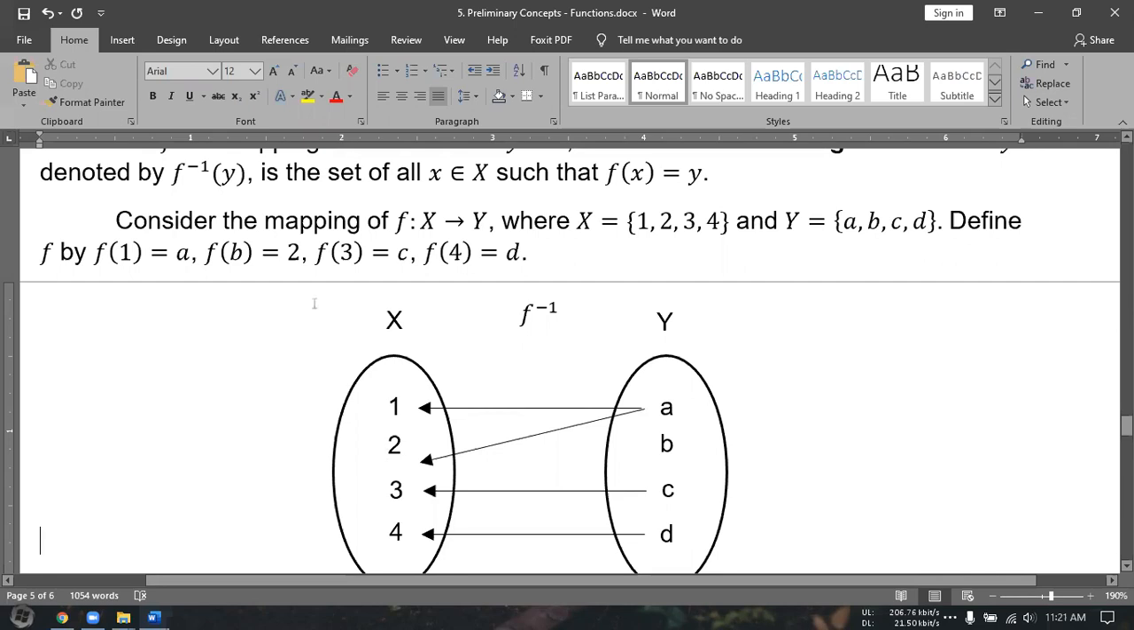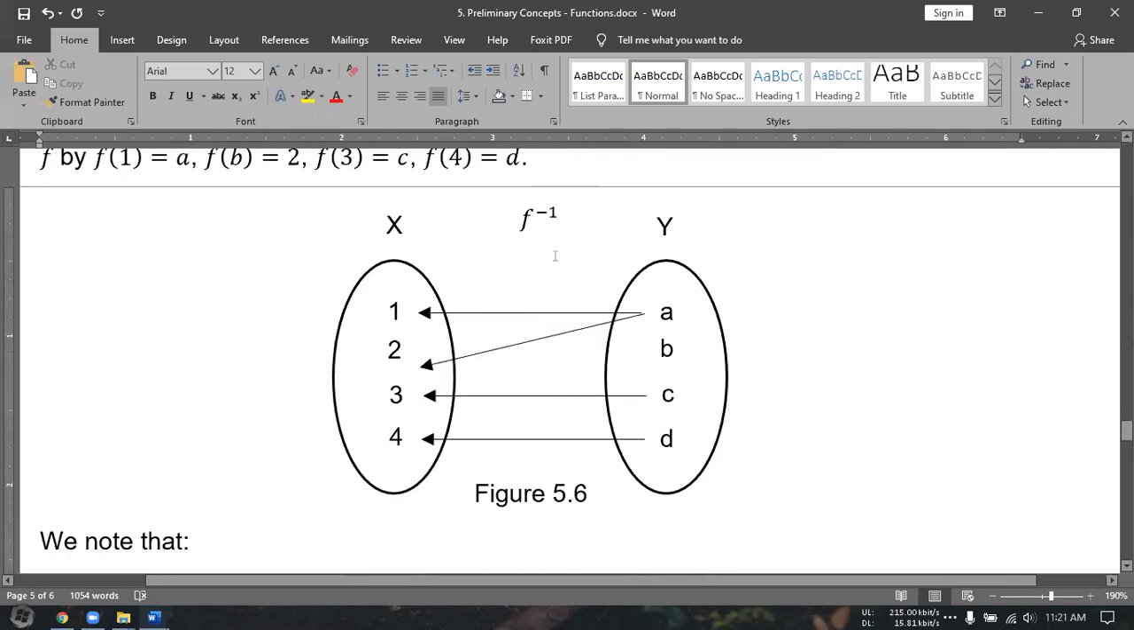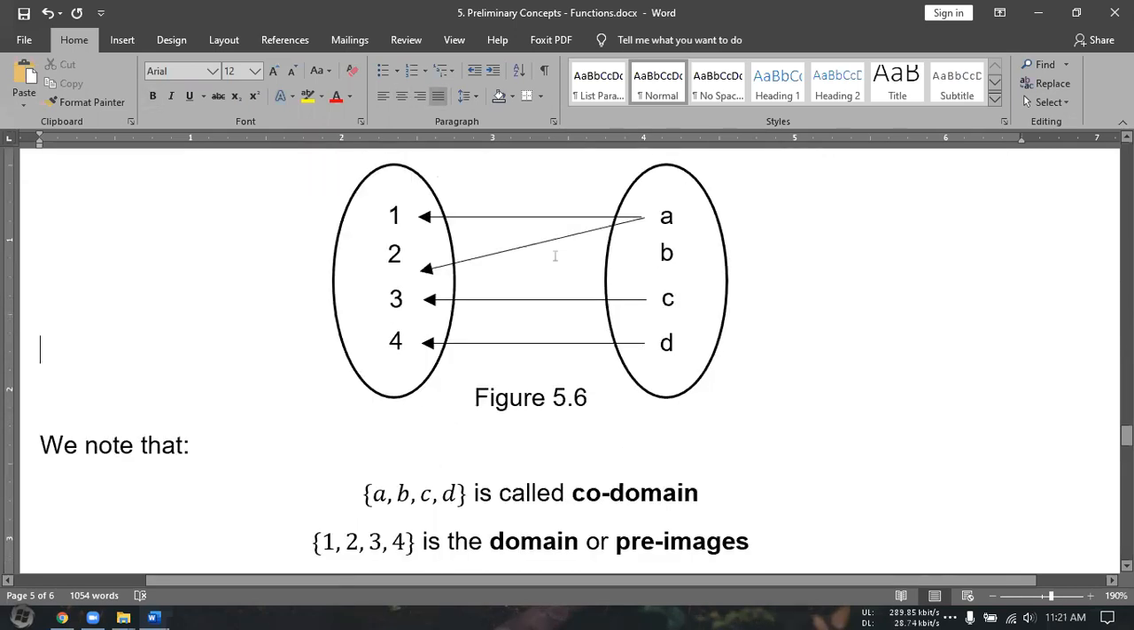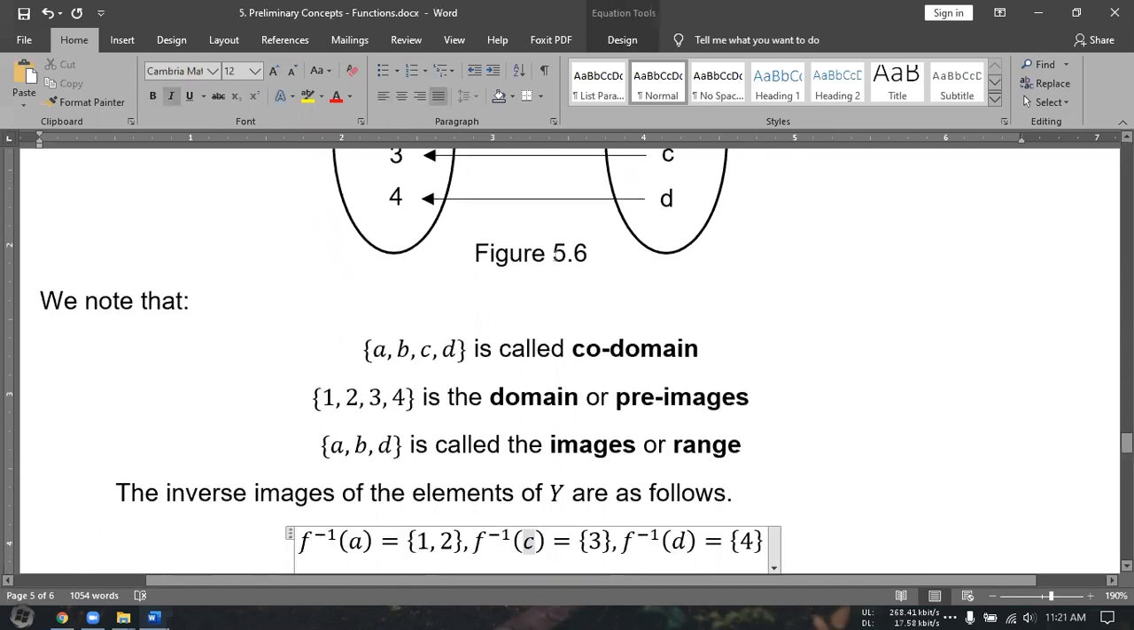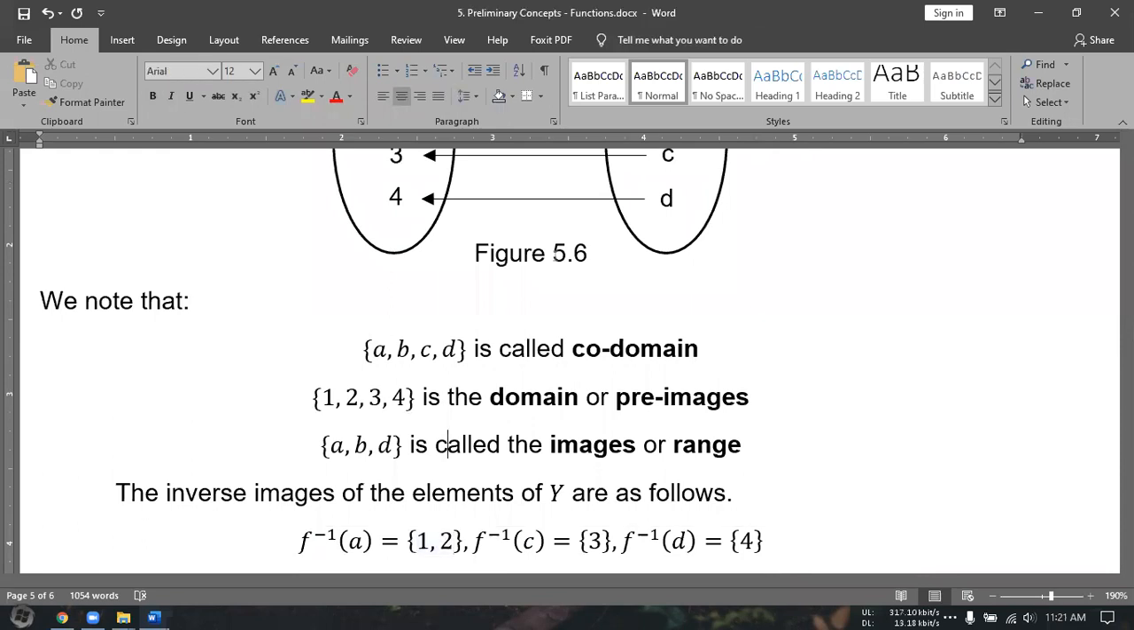Ay, ano ba ito? We know that a, b, c, d is called the codomain. Wala ba siyang discussion? Ayun, ito. The inverse images of elements of y are as follows. The inverse f of negative 1 of a is 1 and 2. Paano siya nakuha?